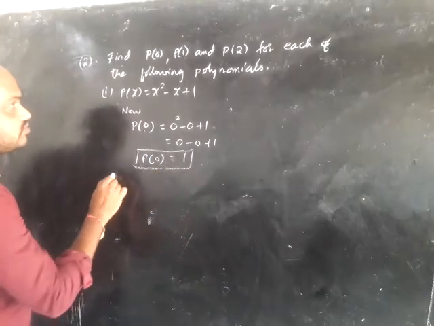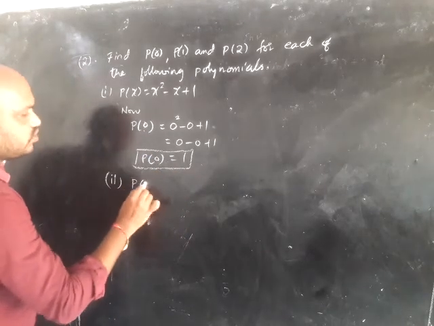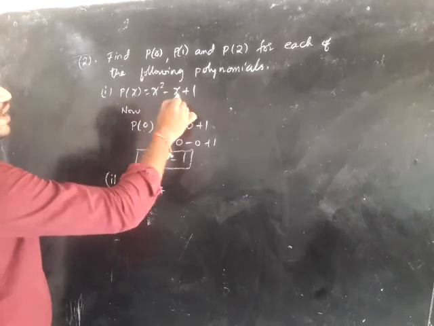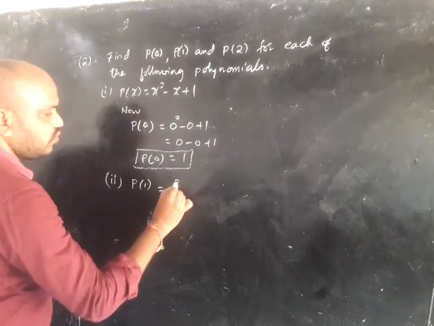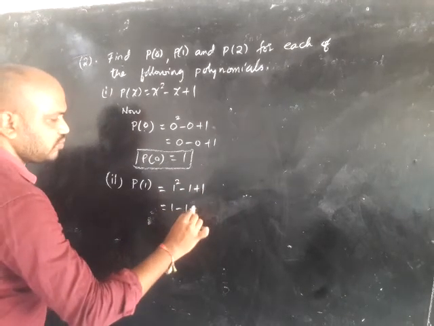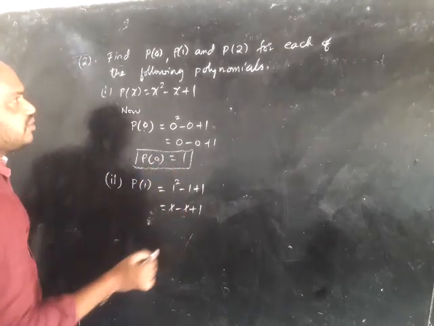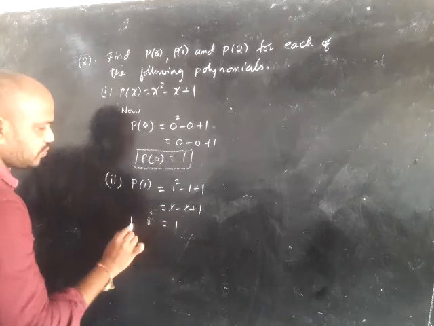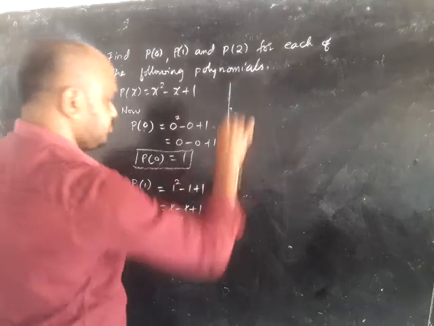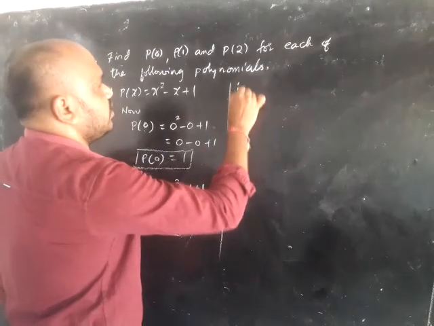Next, the second one, p(1). Nothing but at x we have to substitute 1. 1² − 1 + 1. 1 minus 1 plus 1. So 1 minus 1 will be cancelled, actually. The answer p(1) will be equal to 1. Next, the third one.